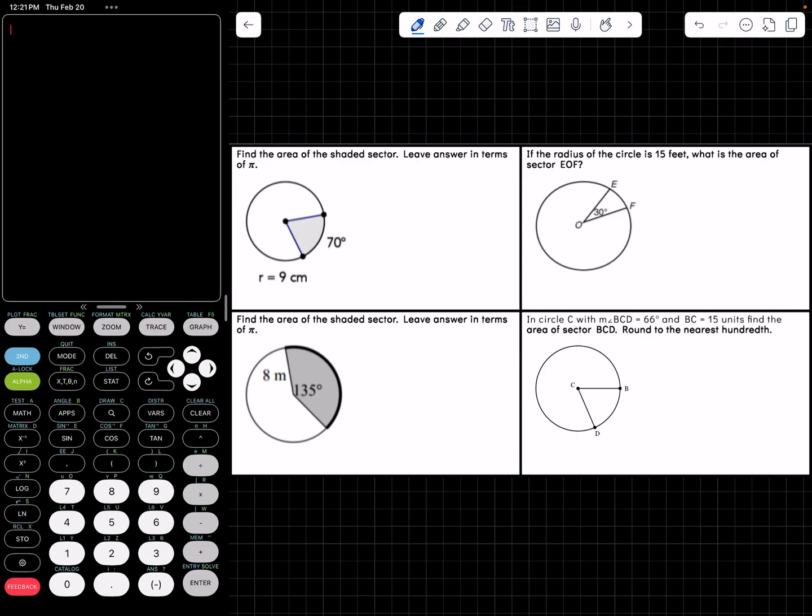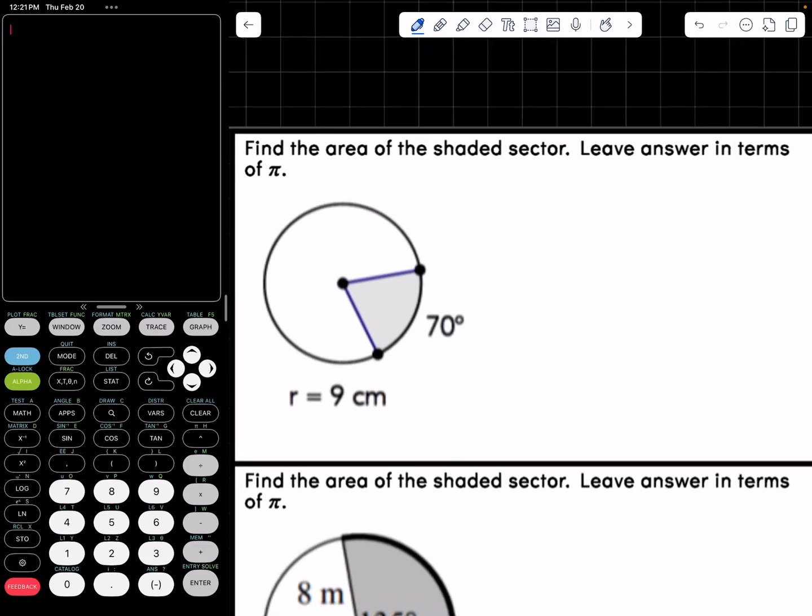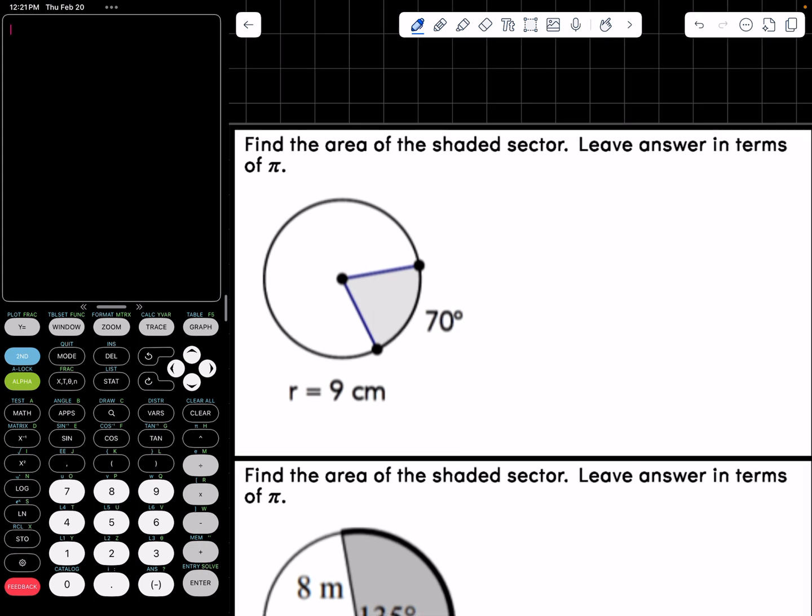All right, so we've got some examples here on this top left. We're going to be finding the area of the shaded sector, and we want to leave our answer in terms of pi. So if I'm solving for that, the area is going to be pi r, which is 9 squared, times 70 over 360. That arc measure or central angle, either way, it's going to be the same thing.